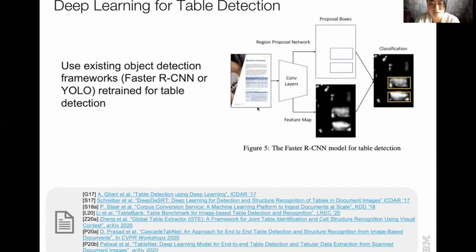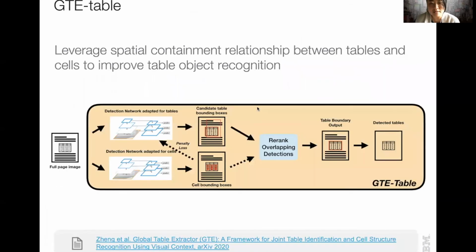I also want to talk a little bit about our method coming out of our group at IBM. We call it GTE table, for Global Table Extractor. And it's still similar to what we said earlier, adapting the idea of object detection for table detection. But in our case, we leverage the spatial containment relationship between tables and cells to improve this process. And what we mean by that is we know that cells need to always be inside tables, and tables cannot exist if they don't contain any cells.